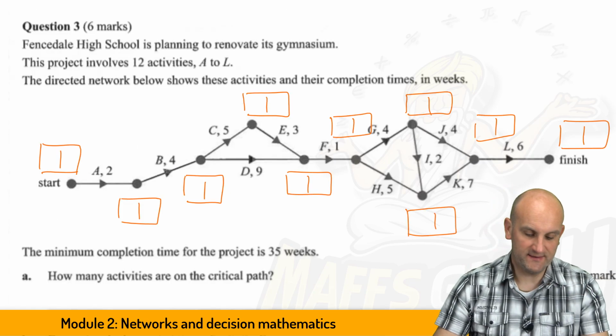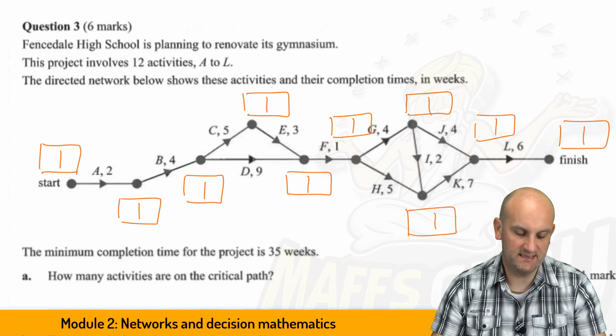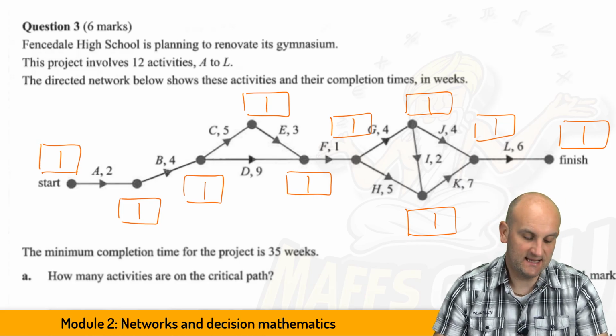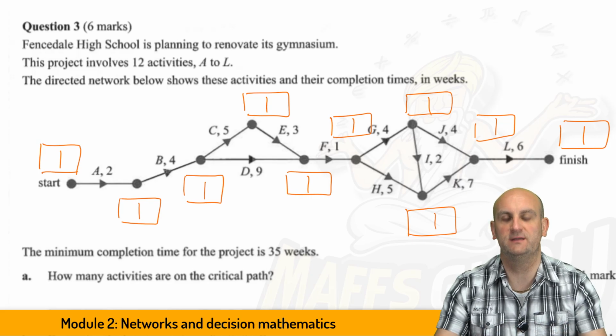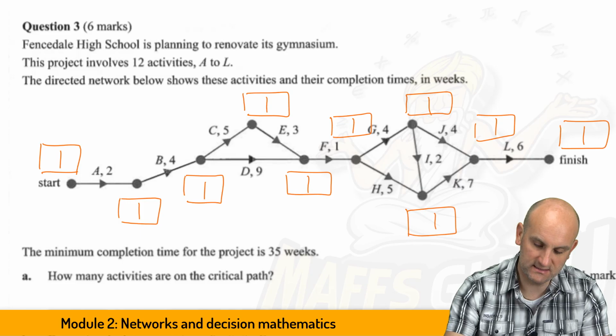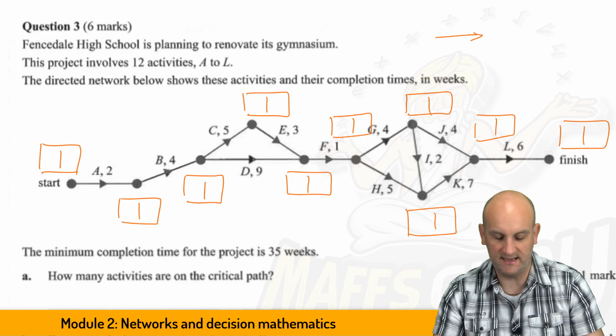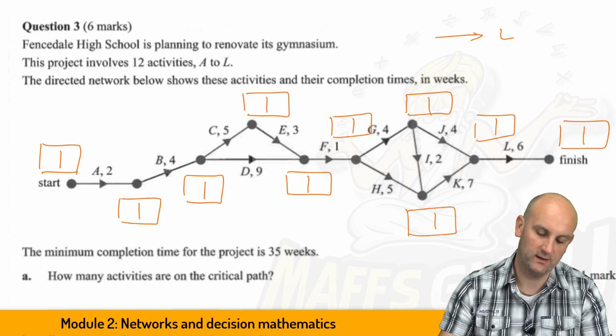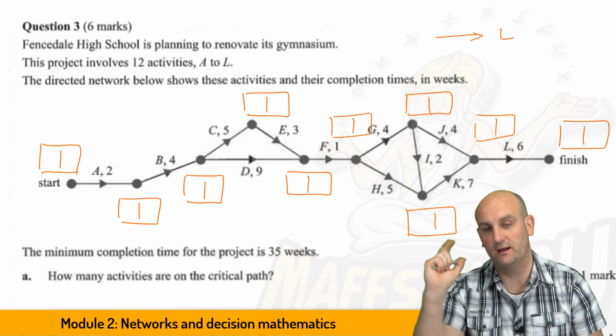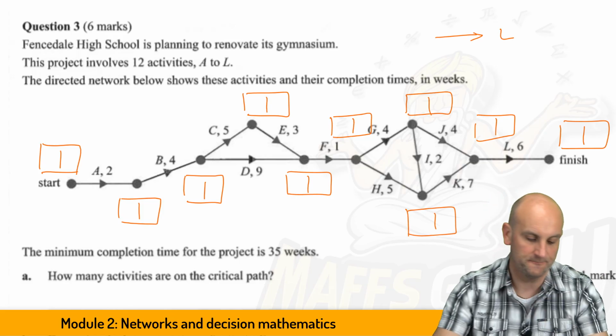Okay, so question 3. Fensdale High School is planning to renovate its gymnasium, and this project involves 12 activities, A to L, and the directed network below shows the activities and their completion time in weeks. I've already scaffolded this to pull out all of my boxes because it's going to ask me how many activities are on my critical path. So I'm going to scan through my network and get the largest values when I go that way and the smallest values when I go that way.